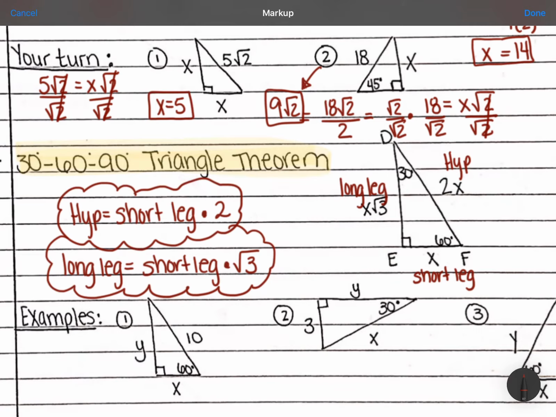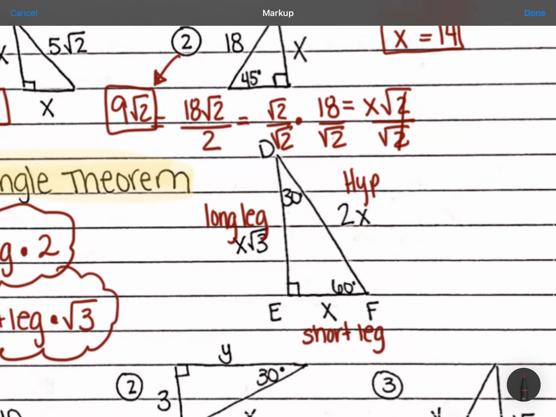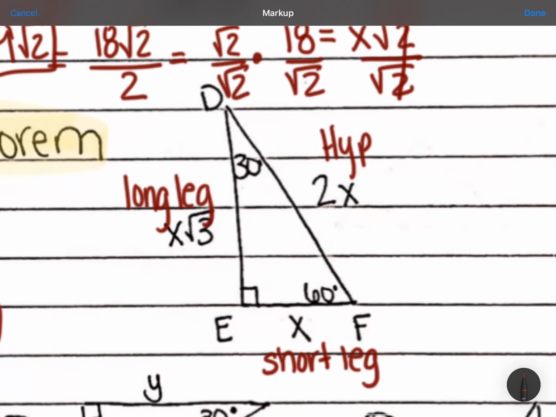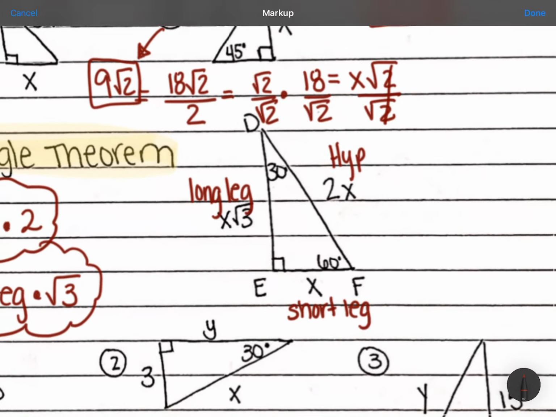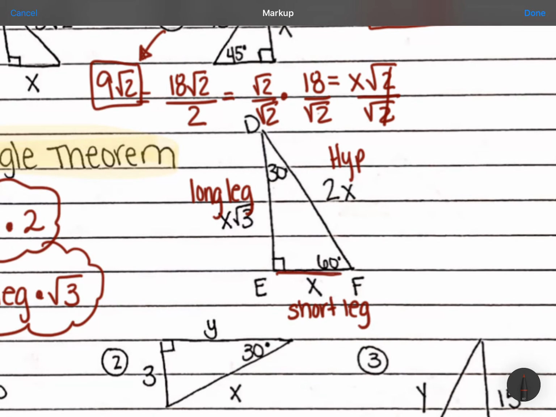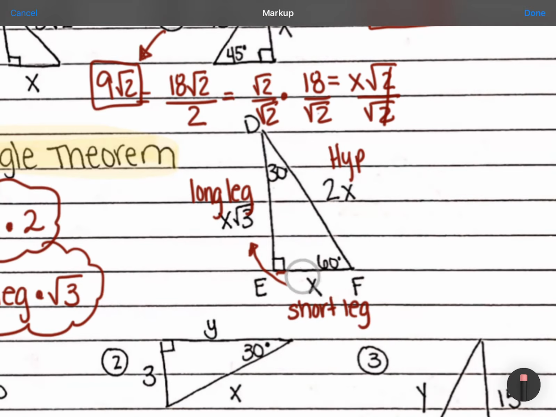All right, so I can use these two equations, or some students will memorize the layout of the 30, 60, 90 triangle, and they will be able to work their way around that triangle. Because if you know your short leg, you can easily double that to get to your hypotenuse, multiply that number by radical 3 to get your long leg. So short leg is really what you want to know, but they don't always make it that easy for you.